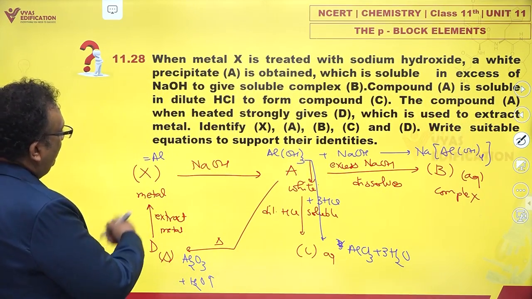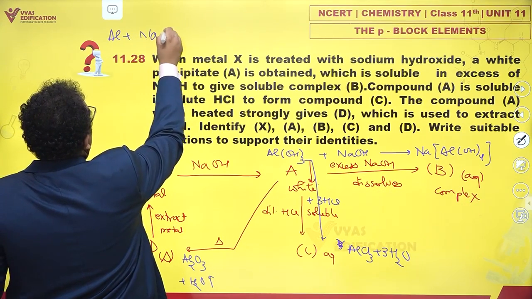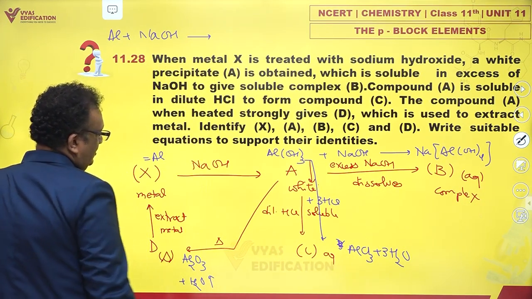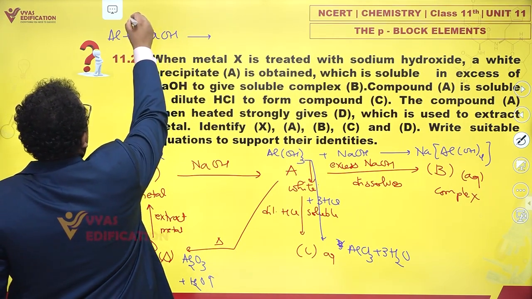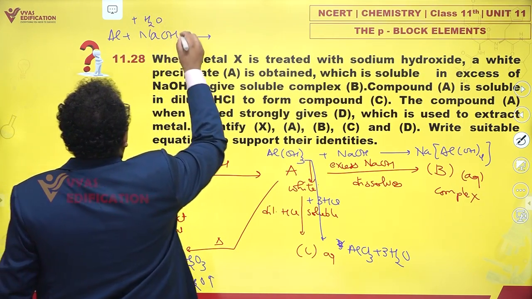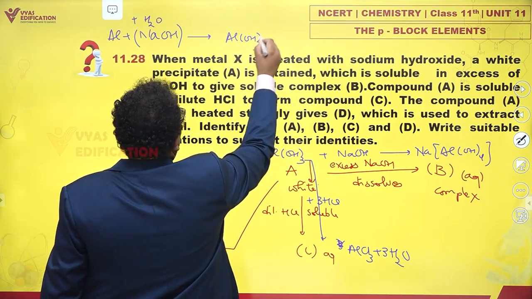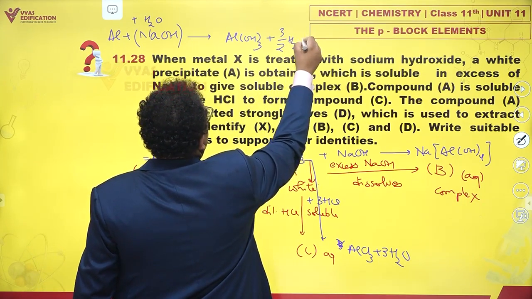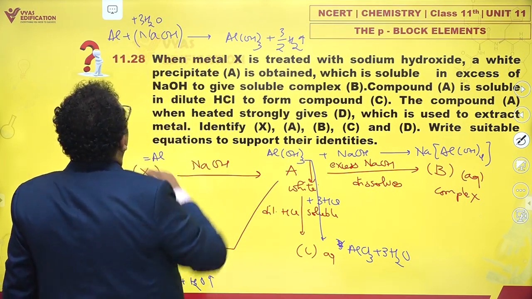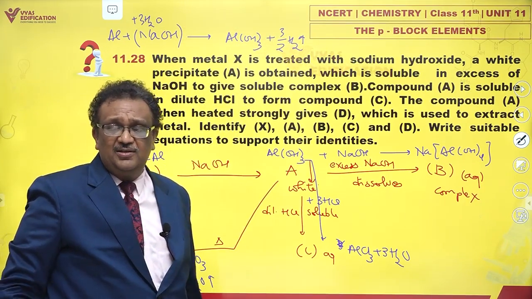And how would aluminium react to give you aluminium hydroxide? Aluminium plus NaOH, apparently in alkaline medium plus H2O, is giving me Al(OH)3 plus 3/2 H2. I have written this reaction for the sake of writing it.